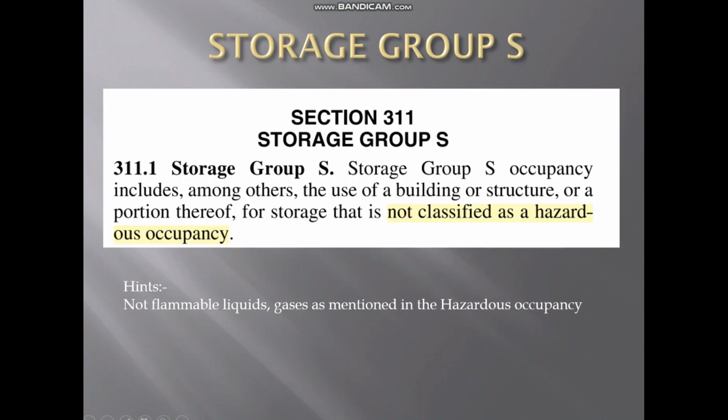Then the storage group. The storage group is mainly not classified as a hazard occupancy. Hazard occupancy covers things like flammable liquids and gases. So the storage group should not be mixed with the hazard group. Let's see what comes under the storage group.